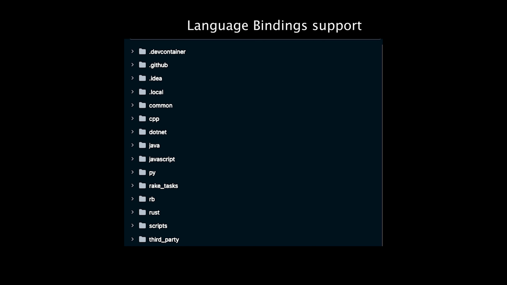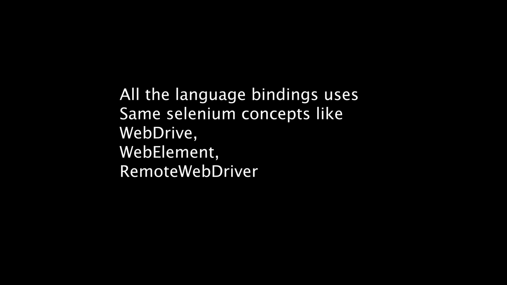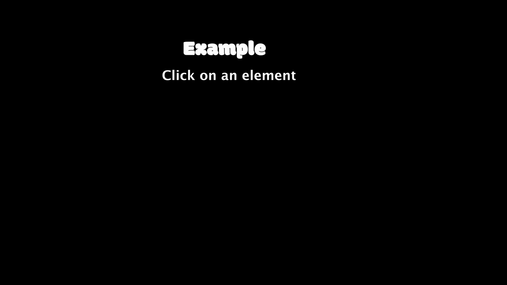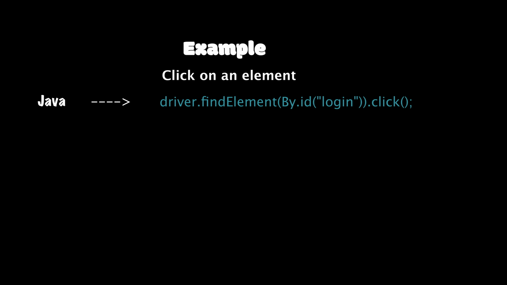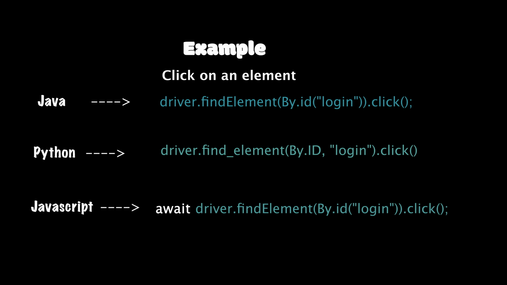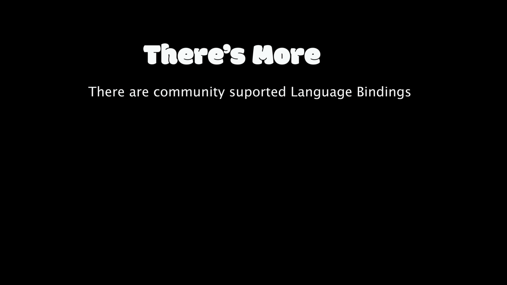The Selenium project officially maintains bindings for Java, Python, C#, JavaScript, and Ruby. These bindings expose the same Selenium concepts using the syntax and conversation of their respective languages. For example, to click on an element, the code would look like this in Java, in Python, and in JavaScript. Different syntax, same action. But the story doesn't stop here. The Selenium community has also built bindings for languages that are not officially maintained by the Selenium project. Go, PHP, Rust. Yes, even Rust. And that's the beauty of Selenium architecture.